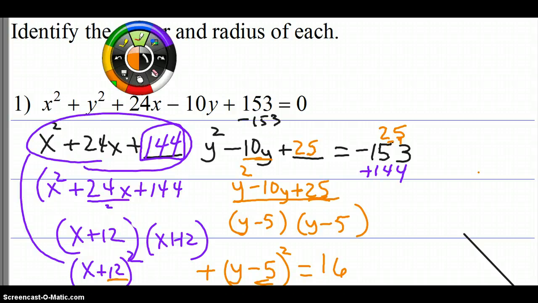We should recognize this as a circle with center of negative 12, positive 5, and a radius of 16. So I'll rewrite the steps for you, and then we'll do a couple and go from there.